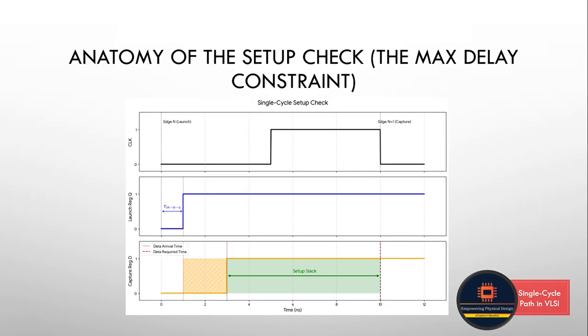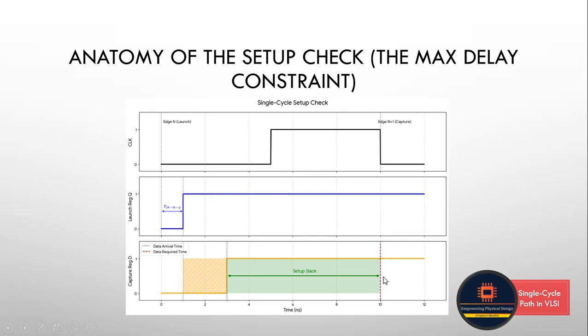Logic gates and wires. So now the total time from 0 nanosecond to the end of this portion, this is what we call data arrival time. So this small dotted line says data arrival time. The data must reach here by this time, before the required time.